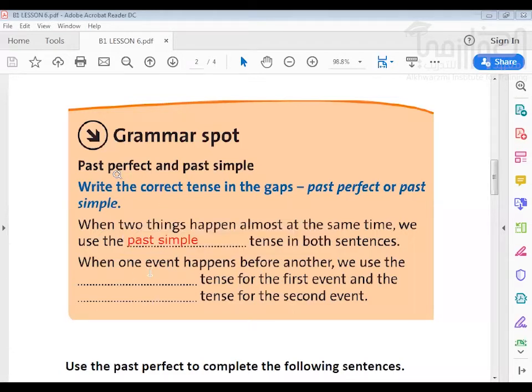Now, when one event happens before another, we use the past perfect for the one that happens first. What do we use? That's where we use the past perfect. So we use the past perfect.